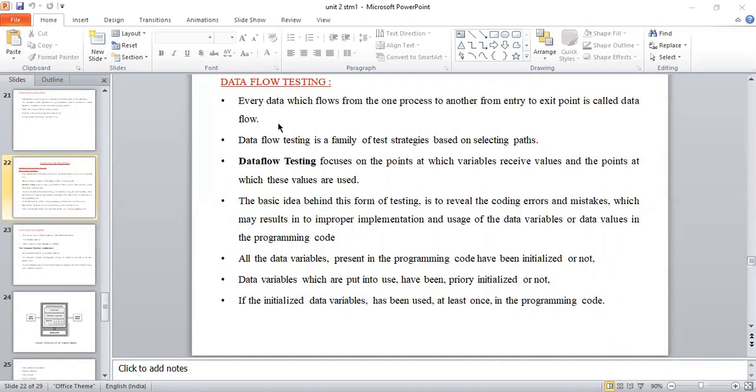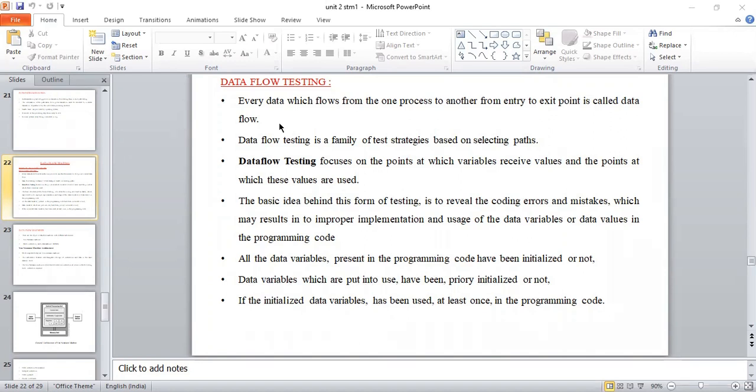See, what is meant by data flow? Data flow is nothing but the flow from one data object to another data object, from the entry point to the exit point. How the data has to flow. A to B means that the flow represents A to B. That is called data flow.